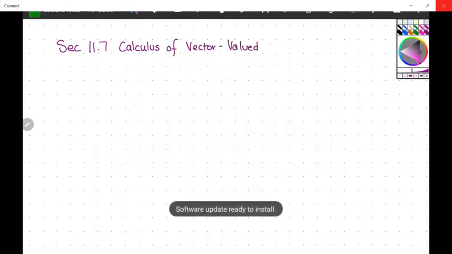So we are doing section 11.7. 11.6 is more vector stuff, but it's more non-calculus vector stuff. We don't need to do it. It won't be on anything that you need to know in this class. But this is calculus of vector valued functions.